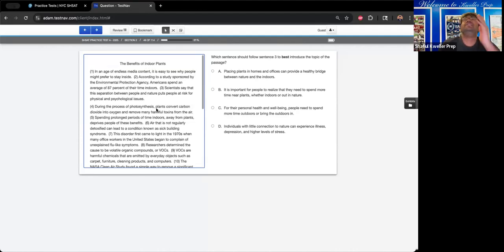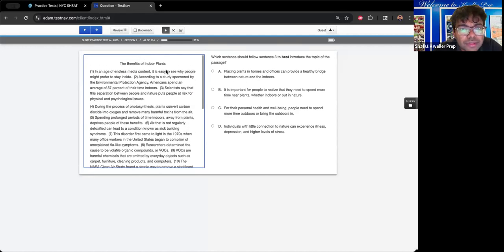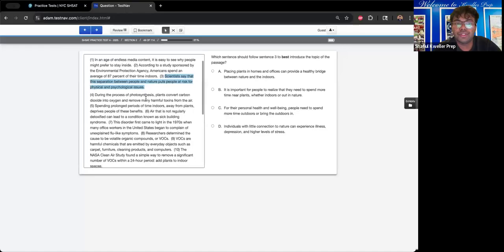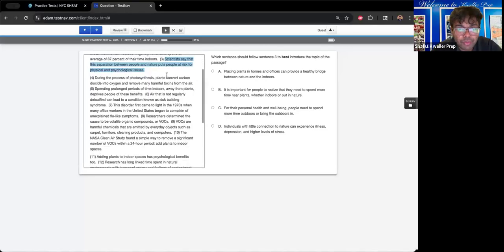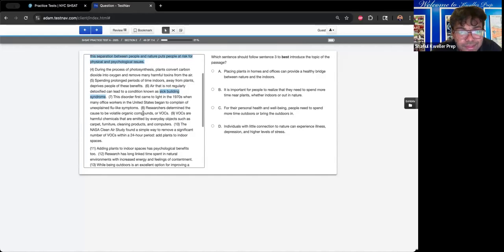The only thing you need to understand is the main idea, and the main idea of each paragraph. It is easy to see why people may prefer to stay inside, so people stay indoors, and this seems to be the main idea. Separation between people and nature puts people at risk for physical and psychological issues. It tells you how photosynthesis causes this. Where's the disease here? Sick building syndrome. I never heard of this, but okay.